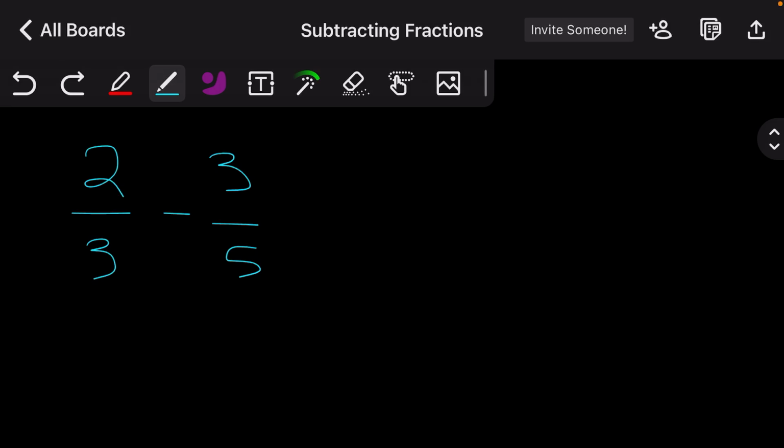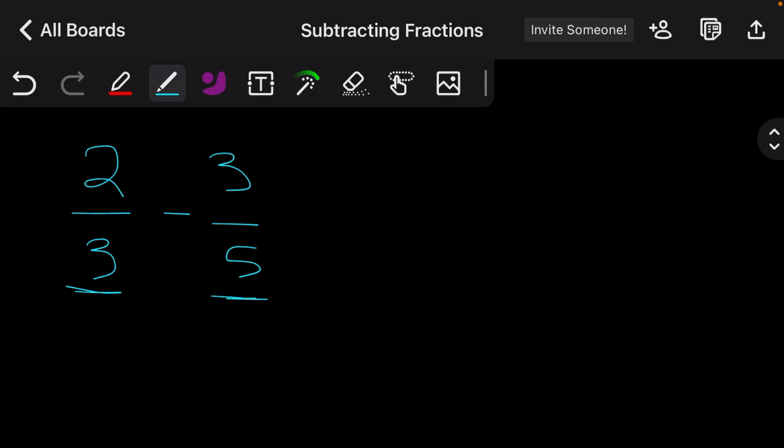So we're being asked to subtract 2/3 minus 3/5. The first thing when you're adding or subtracting fractions is to make sure that the denominators are the same. That's the first thing you want to check for.